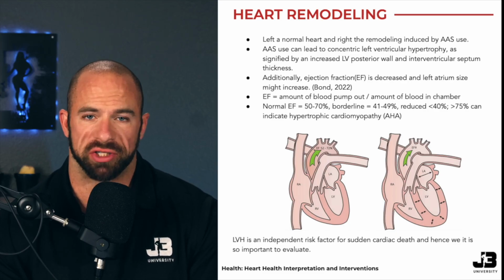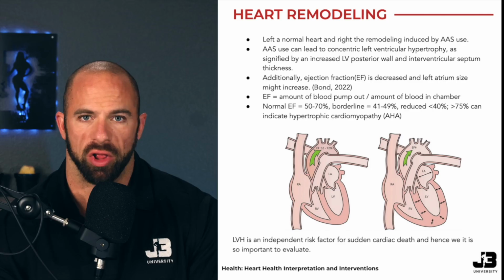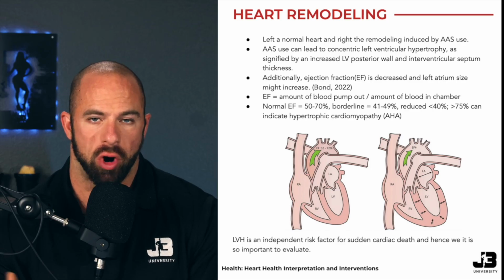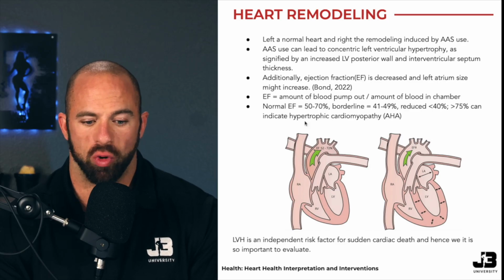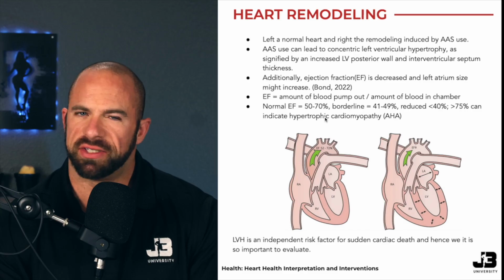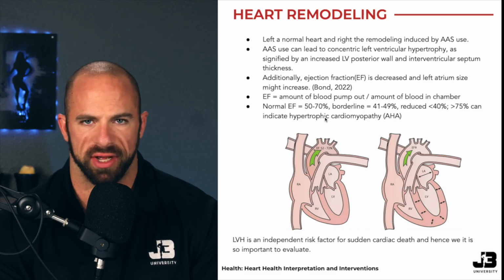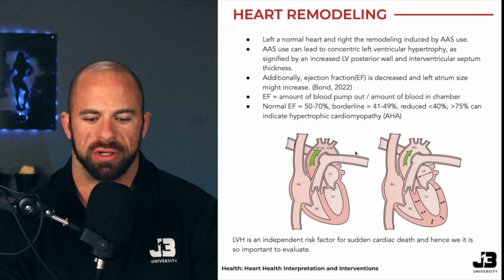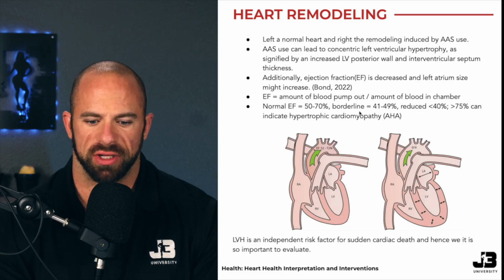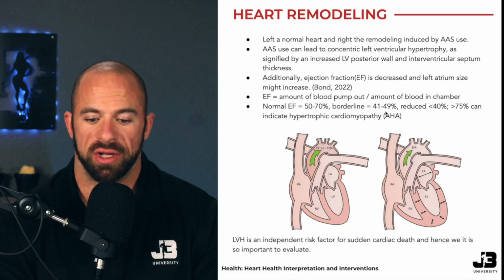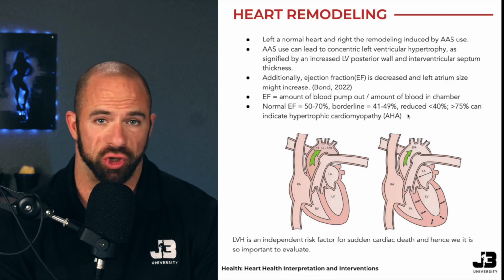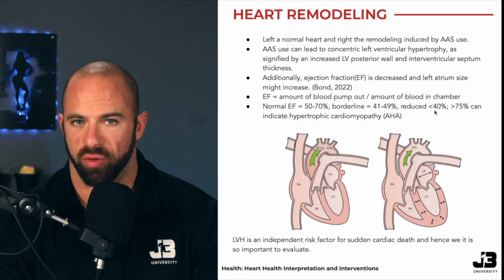Now, a normal ejection fraction, and this is how we can really look at the severity of cardiomyopathy, is 50 to 70%. You might see this at 52 to 72%. That's what's in our image, but pretty close around this range. Now, when you have borderline issues, it could be 41 to 49%. And finally, we have very much reduced cardiac function, less than 40%.